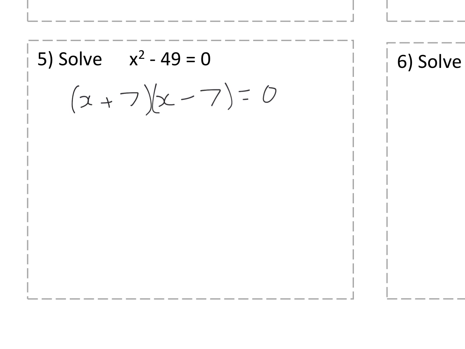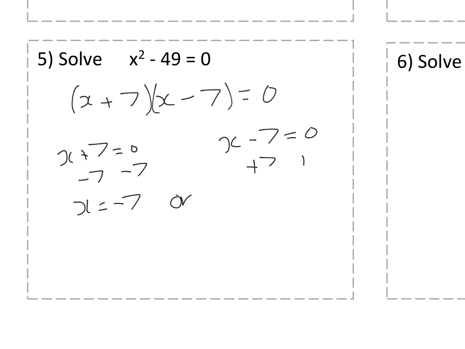Okay, if that's true, then the first bracket could be equal to 0. And if we take 7 off both sides, we get x is minus 7. Or the second bracket is equal to 0. So if we add 7 to both sides, we get x equals 7.